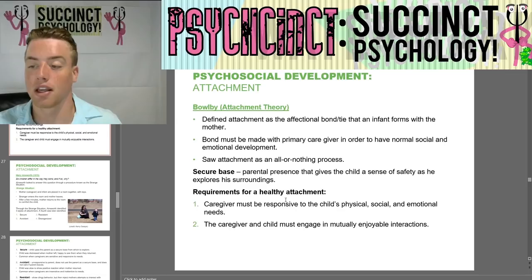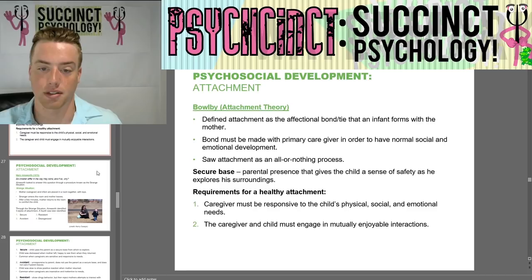Requirements for a healthy attachment are: one, the caregiver must be responsive to the child's social, physical, and emotional needs, and two, the caregiver and child must engage in mutually enjoyable interactions.